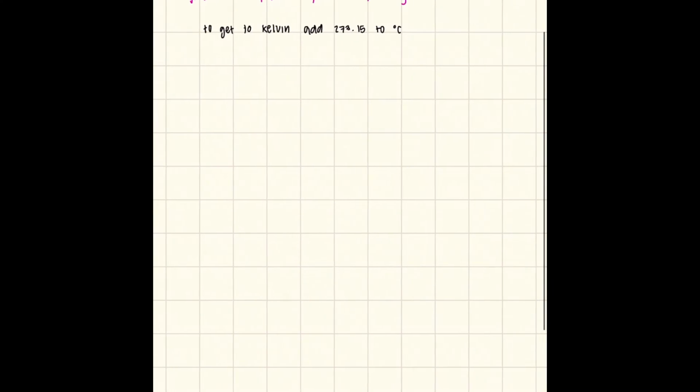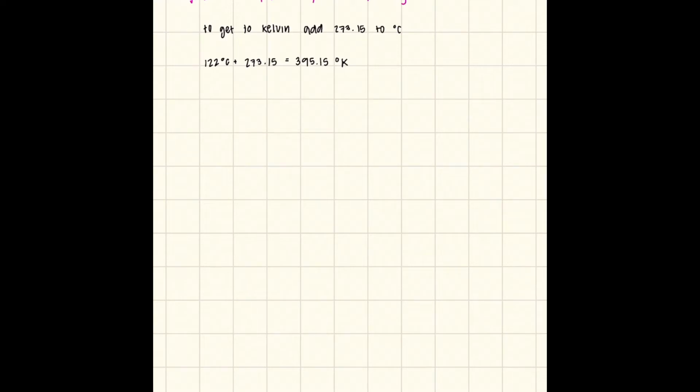So once you have that, and we do know in our problem we are given 122 degrees Celsius, so we're just going to add 273.15 to that. Once you put that into your calculator, you're going to get that it equals 395.15 Kelvin. So now we are just going to jump into the rest of the problem and solve.